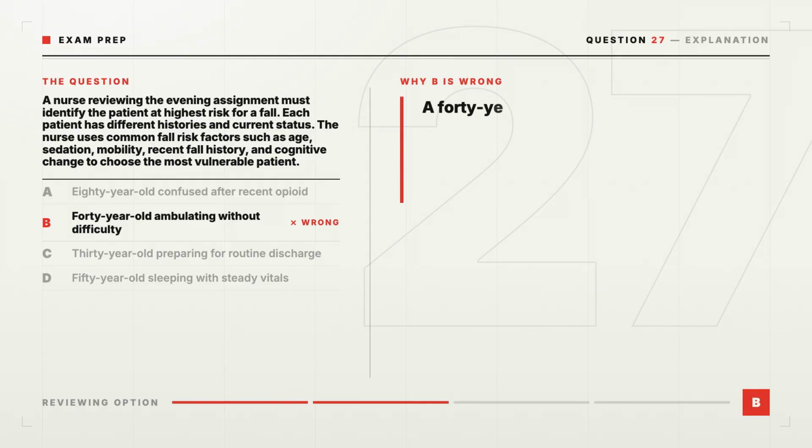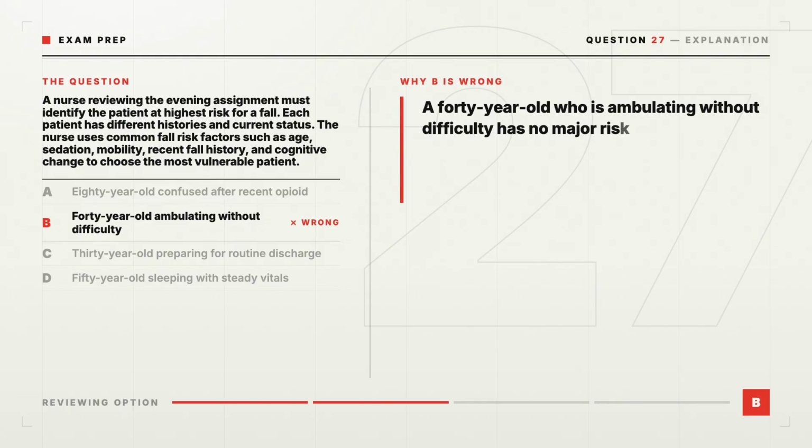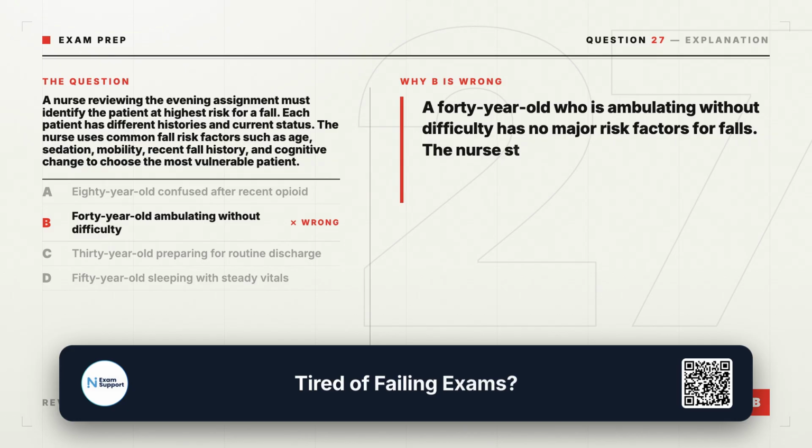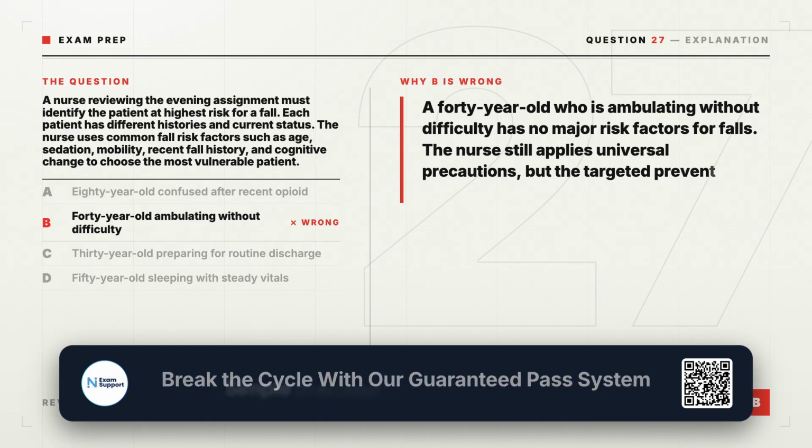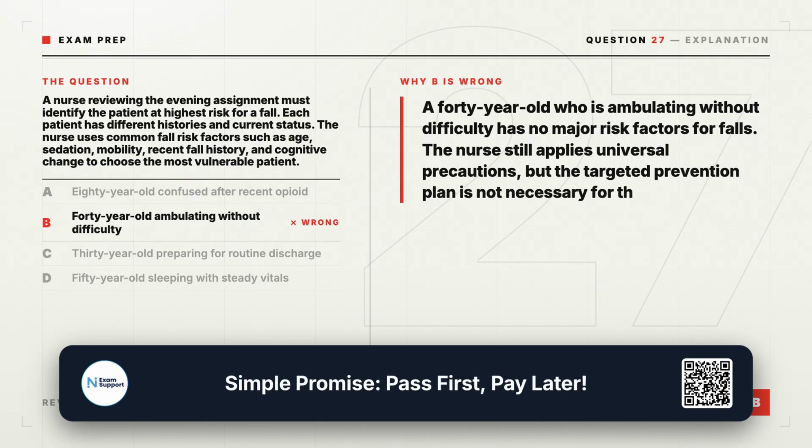B is wrong because a 40-year-old who is ambulating without difficulty has no major risk factors for falls. The nurse still applies universal precautions, but the targeted prevention plan is not necessary for this patient.